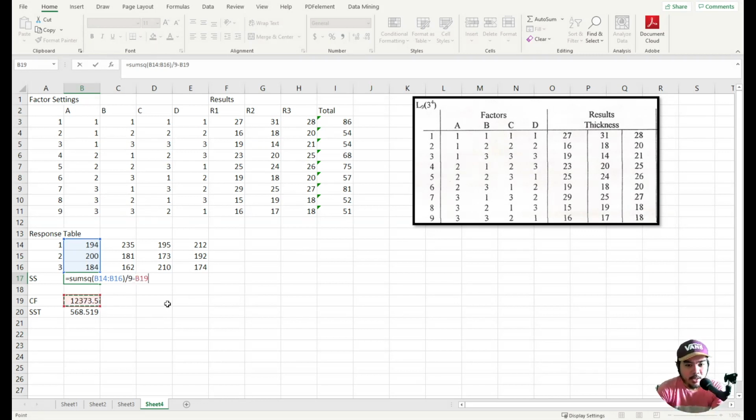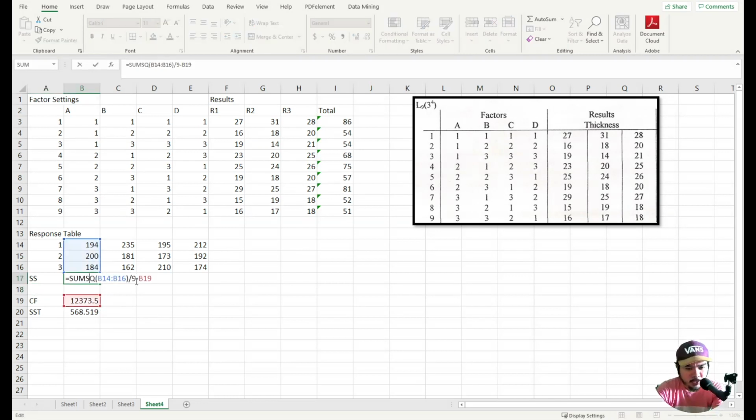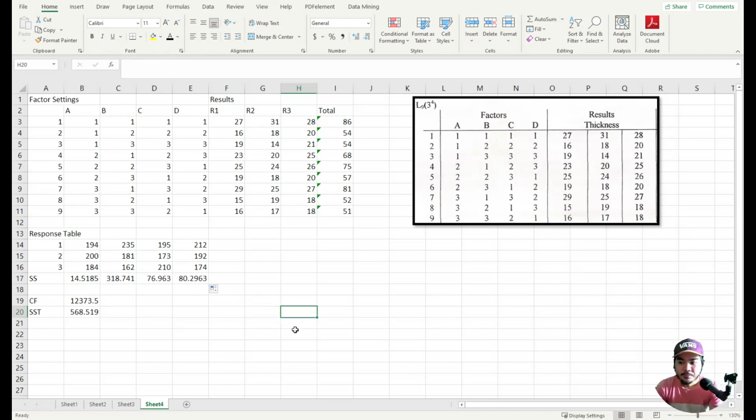Then we deduct the correction factor and we get something like that. And gusto natin move left to right pero ayaw mag-move yung correction factor. Then we can drag it to the right. And we have something like that. Actually, for this case, pwede tayo actually mag-interactions kasi meron naman tayong replicates.